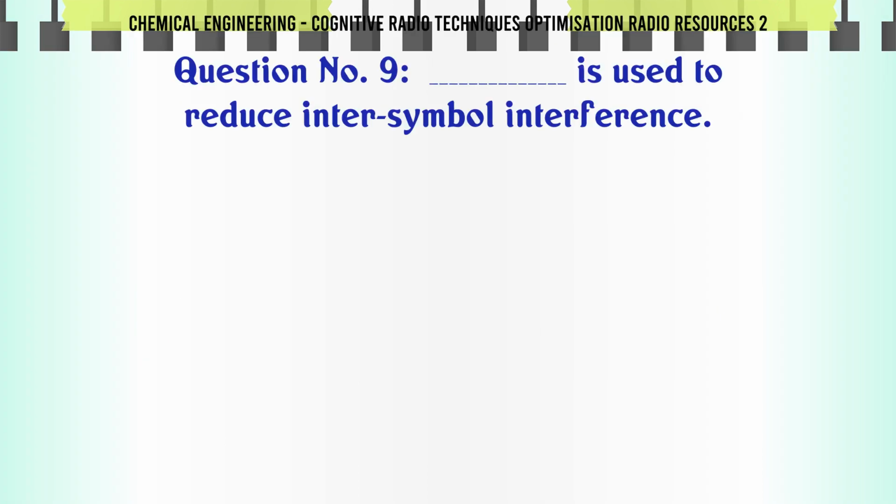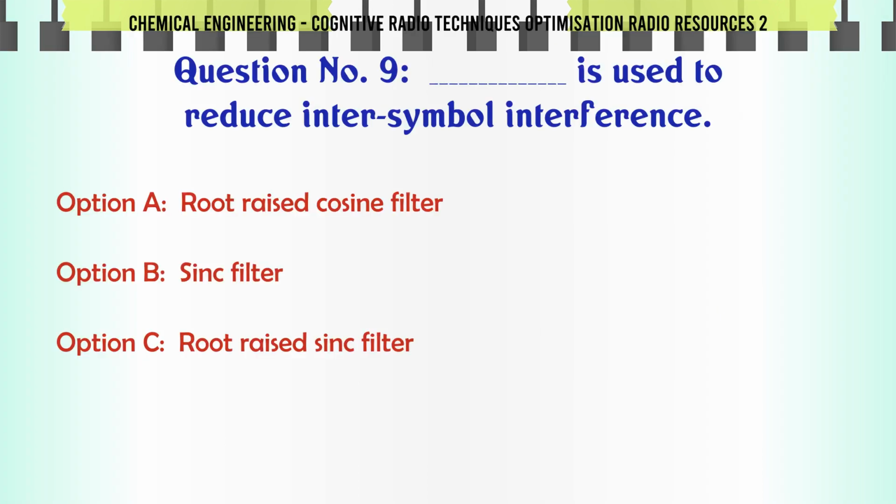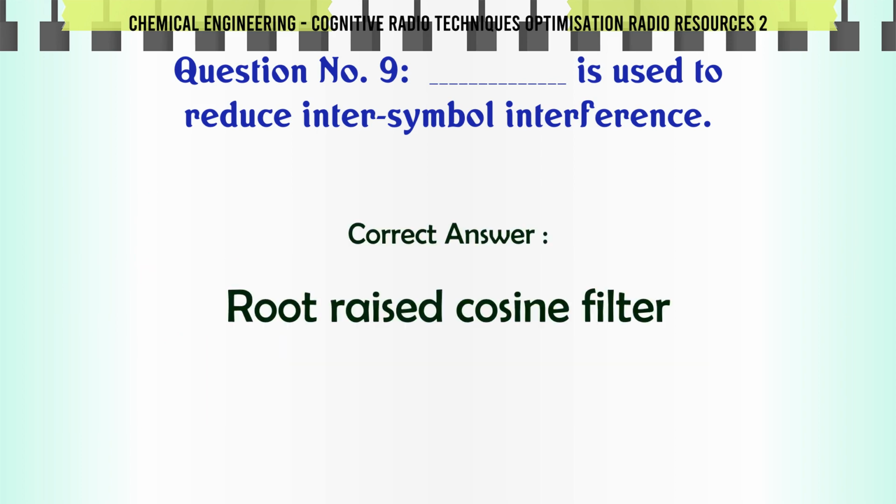Is used to reduce inter-symbol interference. A. Root raised cosine filter. B. Sinc filter. C. Root raised sinc filter. D. Cosine filter. The correct answer is root raised cosine filter.